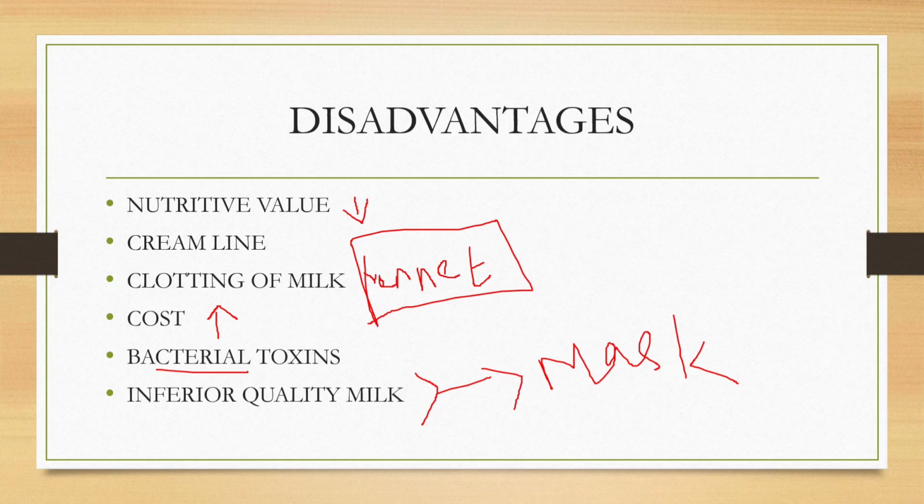Now, the bacterial toxins are not destroyed. Now, the last point is that it masks the inferior quality product. It will mask the inferior quality product, not only milk, it masks any kind of inferior product.